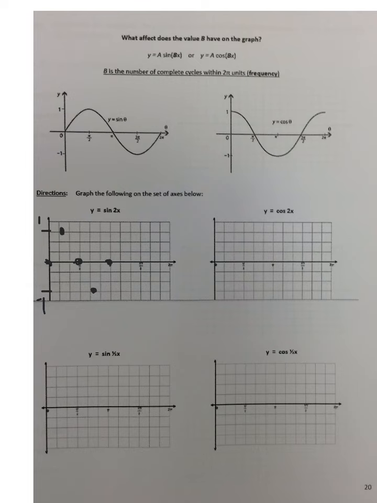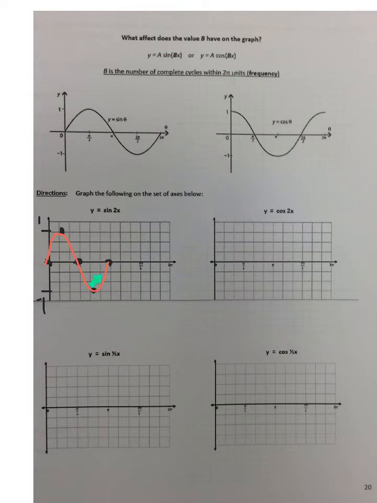Now, what do I mean by 1.5 boxes? You have 3 boxes here, 1, 2, 3, in between 0 to 2 pi. So you have to go in the middle of that, which is 1.5, and then up. Same thing here, 1, 2, 3, go in the middle, so that's 1.5, and then go down and put that dot there. All right, and now we're going to connect those 5 dots. There's your first curve.